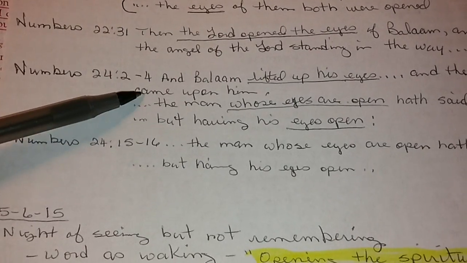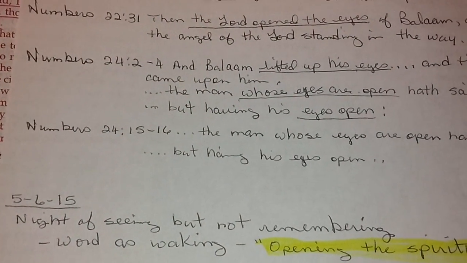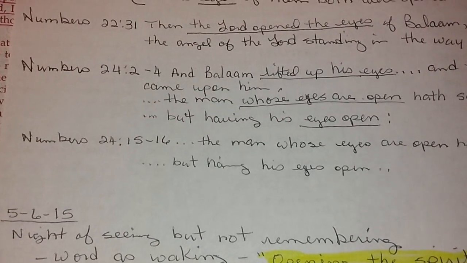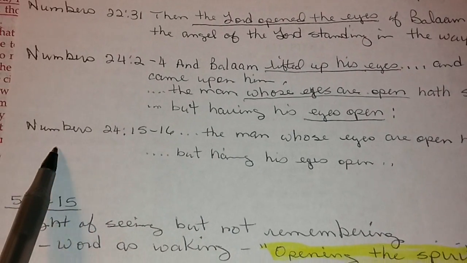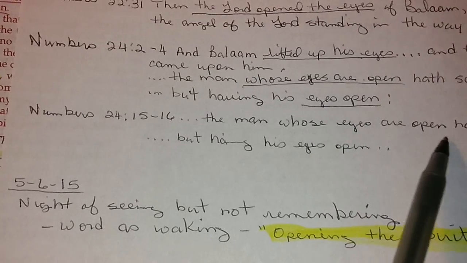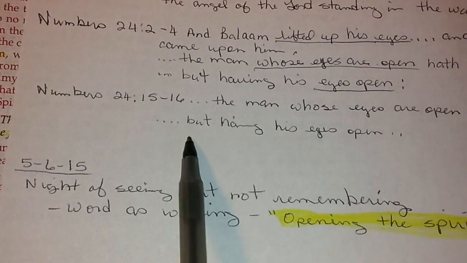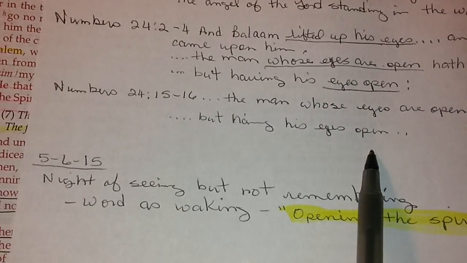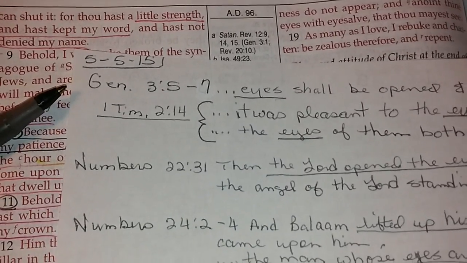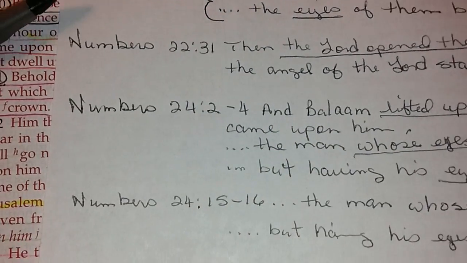24:2-14, and I just made note of the phrases within the scripture that's a clear indication of opening of our spiritual eyes. And then Numbers 24:15-17, the man whose eyes are open has said. Okay, it's talking about spiritual eyes being open and having his eyes open. So you go read these scriptures. Genesis 3:5-7, when Eve was tempted.